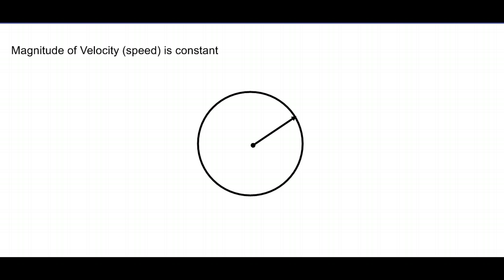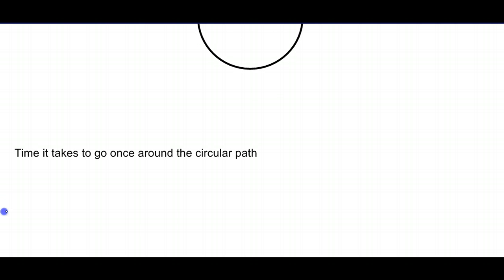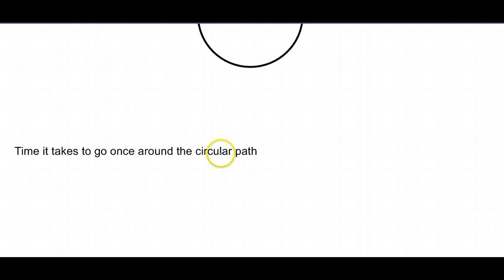Now, I mentioned that the magnitude of the speed is constant as we go around in this circle. But the question is, how do we figure out how much that magnitude of speed or velocity is? Well, in order to understand how fast it's going, we need to define the time it takes to go around the circular path.